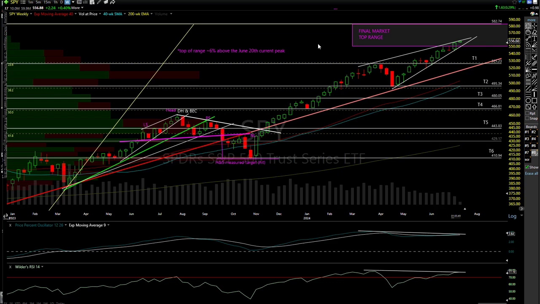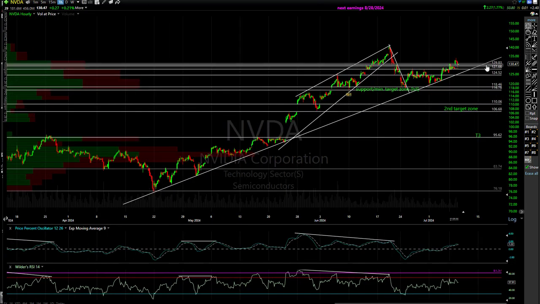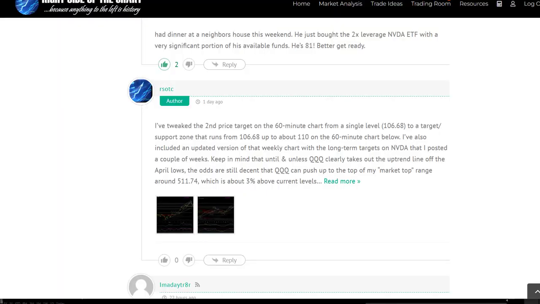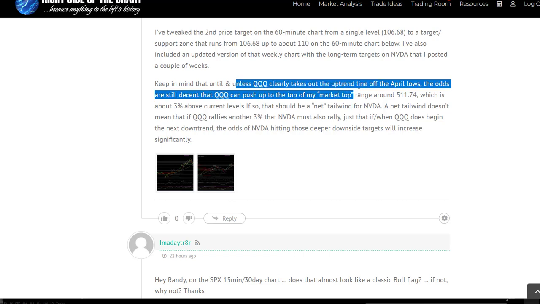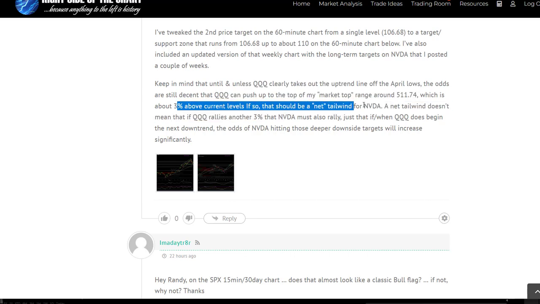I'll just address NVDA. I put out an objective short or re-entry yesterday right there at 129.83, and was very quick to follow up in the comment section immediately below that post that I had tweaked the second price target from where it was previously. I also stated to keep in mind that unless QQQ clearly takes out the uptrend line off the April lows, odds are still decent it can push up to the top of the market top range, which is only about 3%. So it's not much. Anyway, the important thing is that if QQQ goes up, that's a net tailwind for NVIDIA.